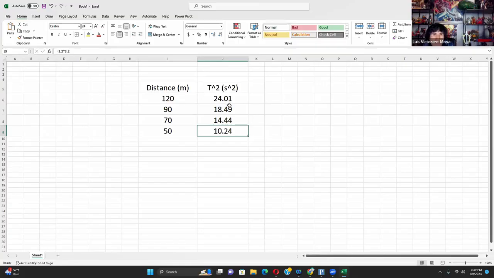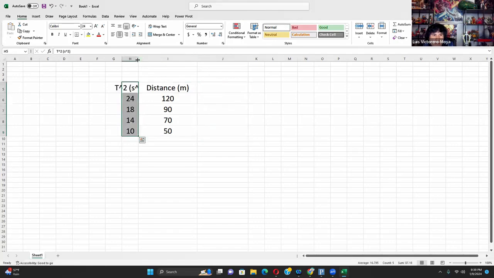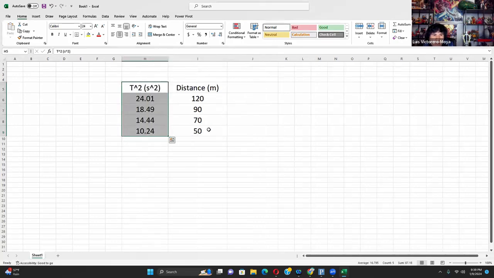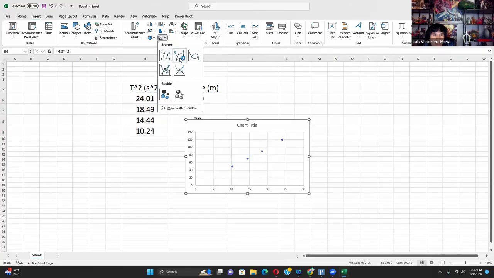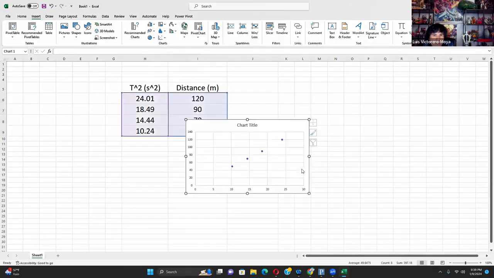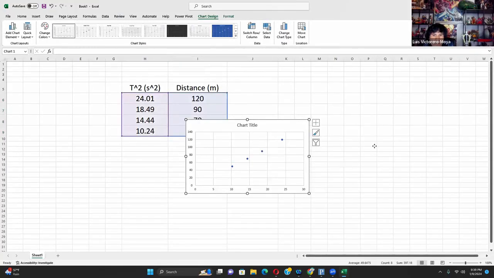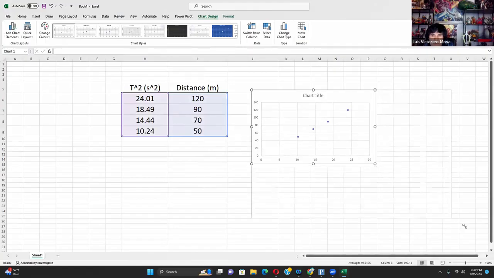Now, that's not the way you want to graph it. So this has to be in the x-axis. So this will go here. X, y. So you highlight your numerical values. You go to insert, you go to charts, and you click the scatter plot. And as you can see, you are getting a linear trend.